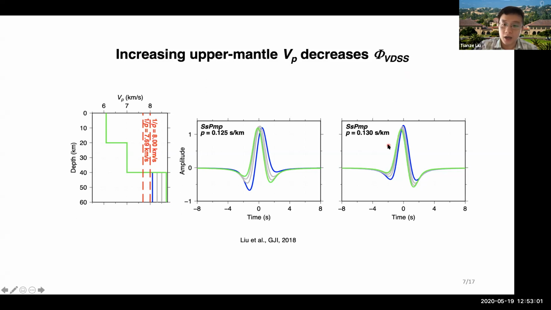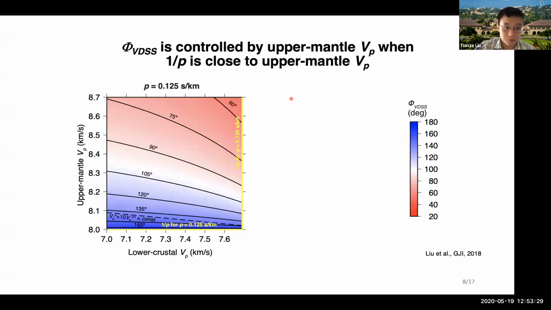However, it seems that its effect on the waveform becomes less significant than the case where we have a low ray parameter. This seems to suggest that ray parameter also plays an important role in the relation between phi VDSS and upper mantle VP. So we decided to conduct a more comprehensive test on the effects of those parameters.